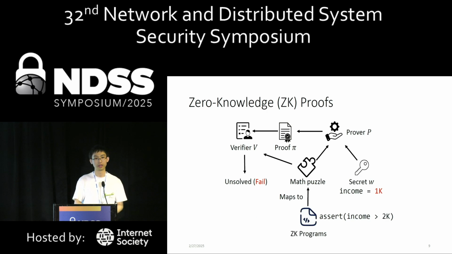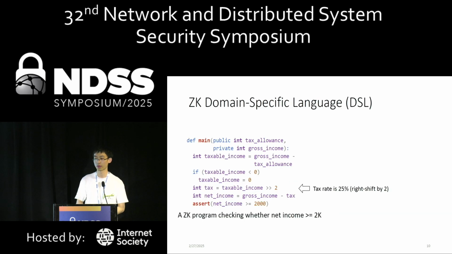In typical applications, the constraints are expressed using specialized ZK programs, which are written in domain-specific languages. We show an example of such a language, and in this example, the bank asserts that the net income should be more than $2,000 based on the tax allowance and the gross income of the applicant.